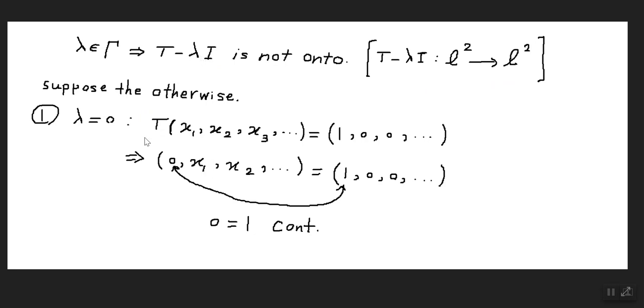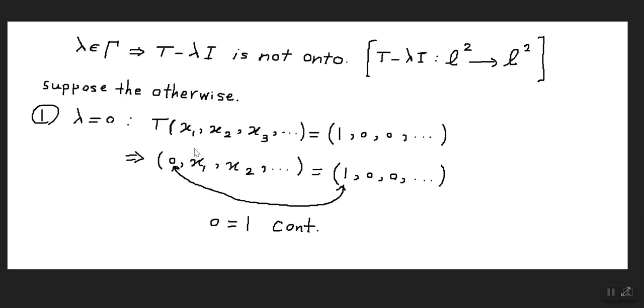Again, to get the contradiction, we consider two cases separately: lambda zero and lambda non-zero. If lambda is zero, then T minus 0 I equals T, so we are claiming T is onto. If T is onto, you take this element in L2. Since T is onto, there is an element x such that T maps x to this element.